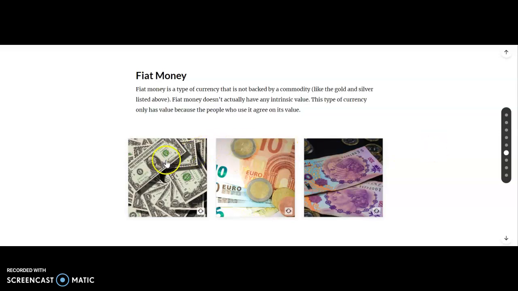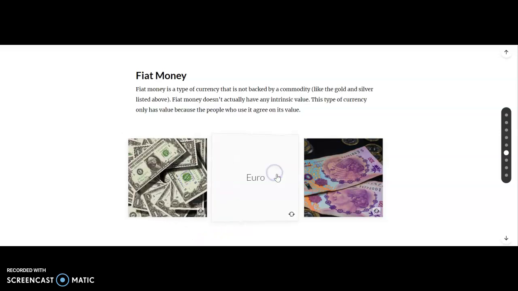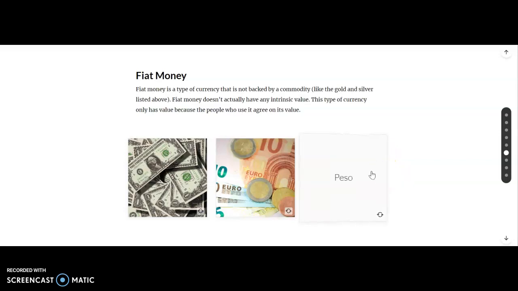So we know things like paper, these pieces of paper don't actually have any value. However, we as a group of people, as a nation, agree that the US dollar has value. This is another example of a euro, which is another form of currency used in Europe and other parts of the world. And lastly, a peso.